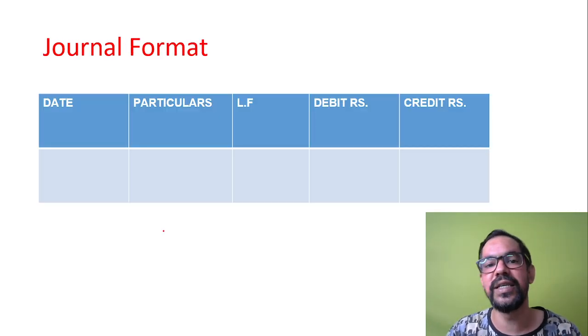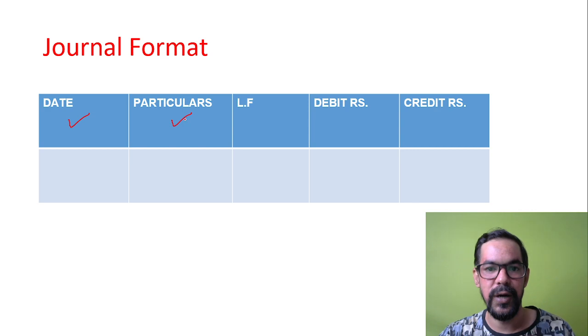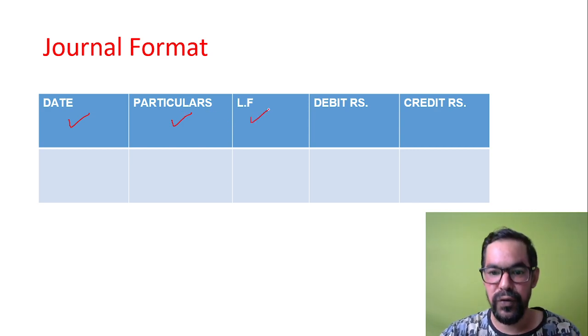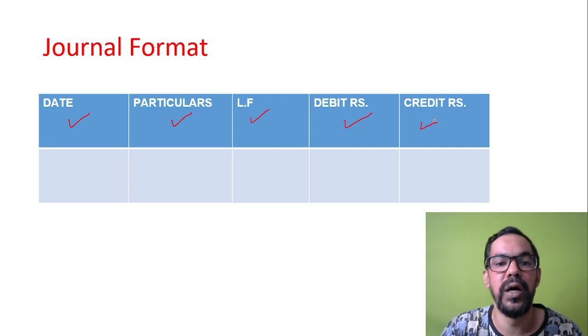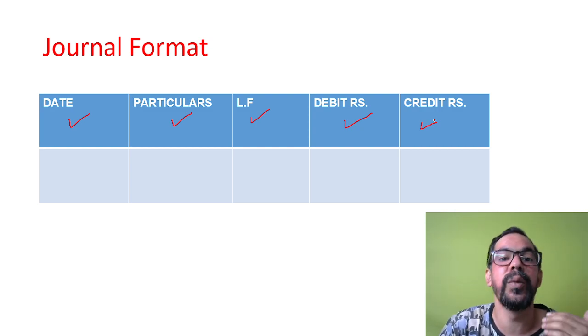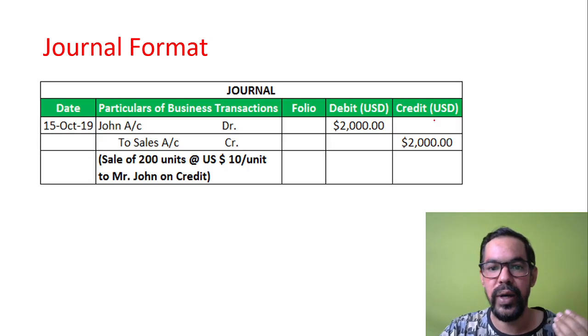Here you can see the format of journals. First is your date, the date on which the transaction happened. Particulars is about the transaction. Then the ledger folio, then the debit amount and the credit amount. Accounting works on dual aspects, which we already read in our previous videos. One account is getting credited, so the other account will definitely get debited. This is the common format generally used for the journal. I'll show you an example as well.